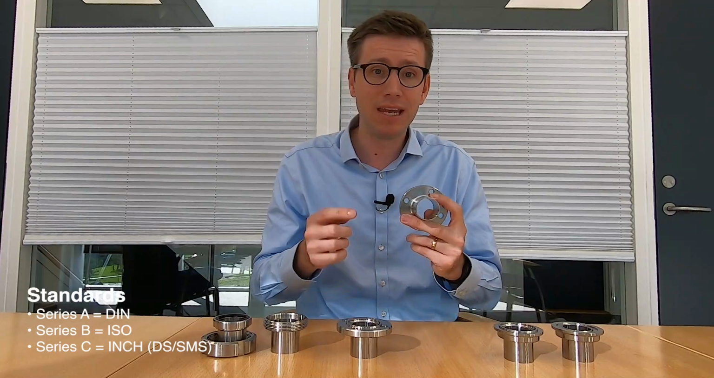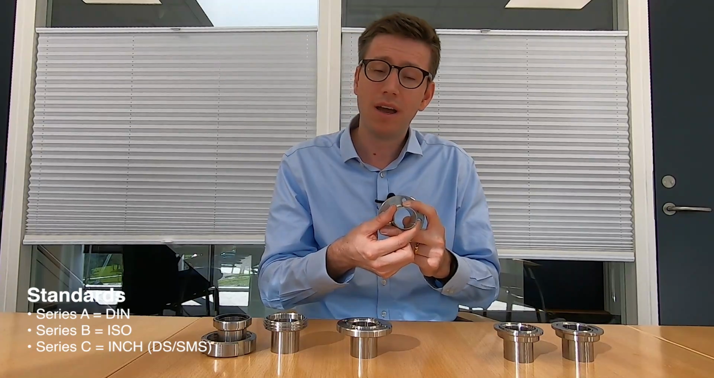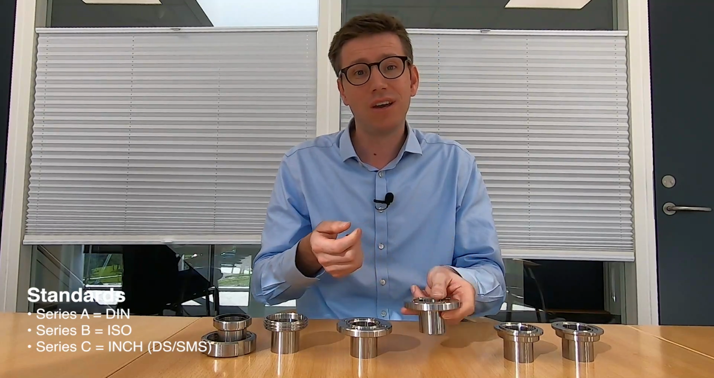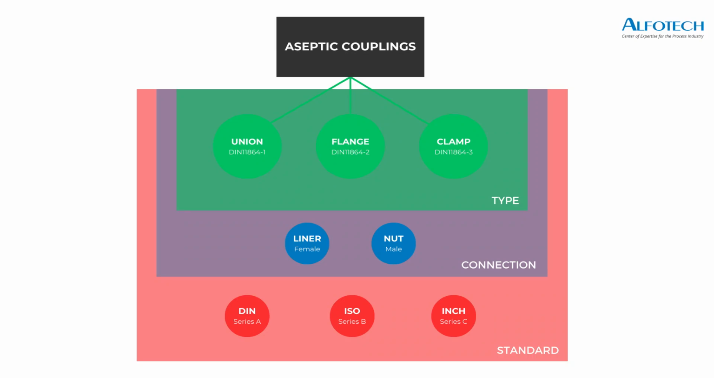Here we have A, B, and C standard. The A standard is the DIN, the B standard is the ISO, and the C standard is the inch standard, which is also known as the DS or SMS standard.